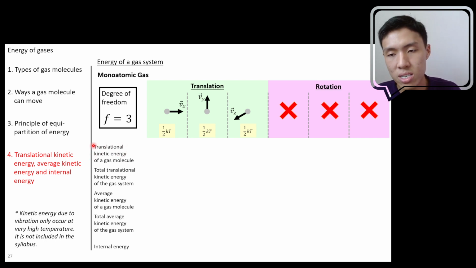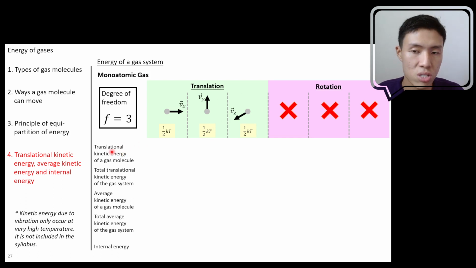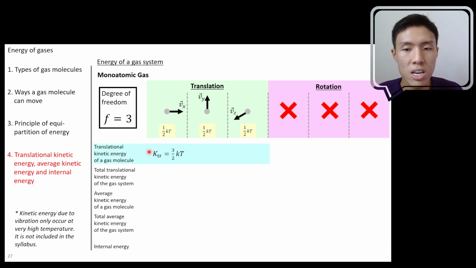Because it's translational kinetic energy, we are going to focus on kinetic energy contributed by translation. So for translation, we see there's 3 different ways to move. Each different way will have a half kT of kinetic energy per molecule. So we know that for translational kinetic energy, it will be 3 times half kT. That's why it will be 3/2 kT for the translational kinetic energy of a monoatomic gas molecule.